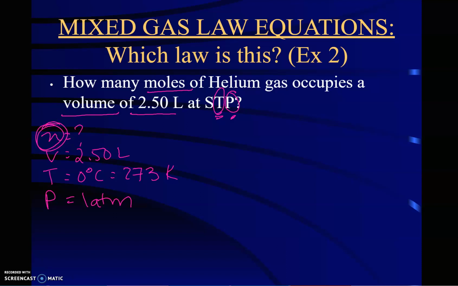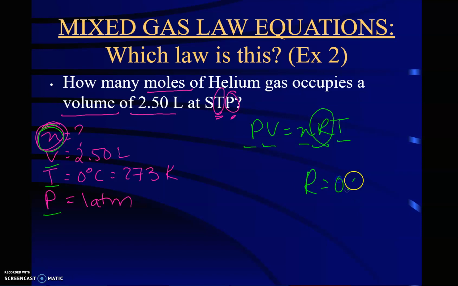Ooh, why can't I change my colors here? All right, so N, anytime we have moles, we're going to be using the ideal gas law. There's only one volume, one temperature, one pressure. So we have N, we have V, we have T, and we have P. So you're thinking, but Miss Levin, what about R? R is always available to you.